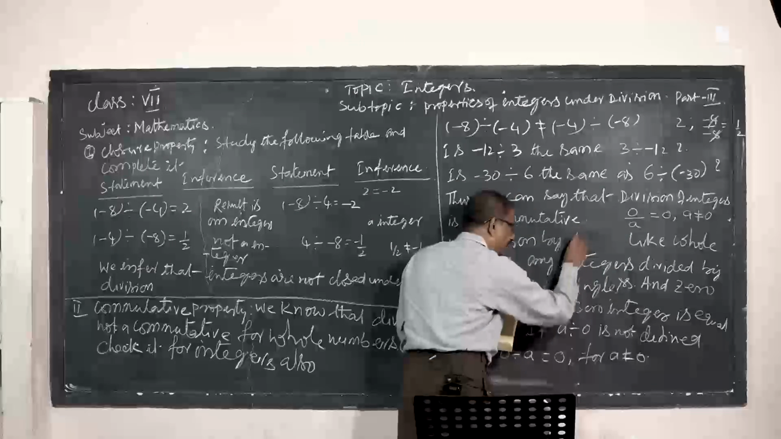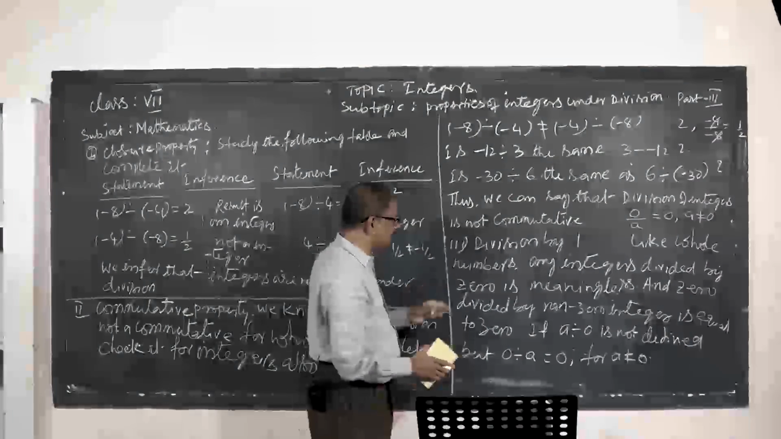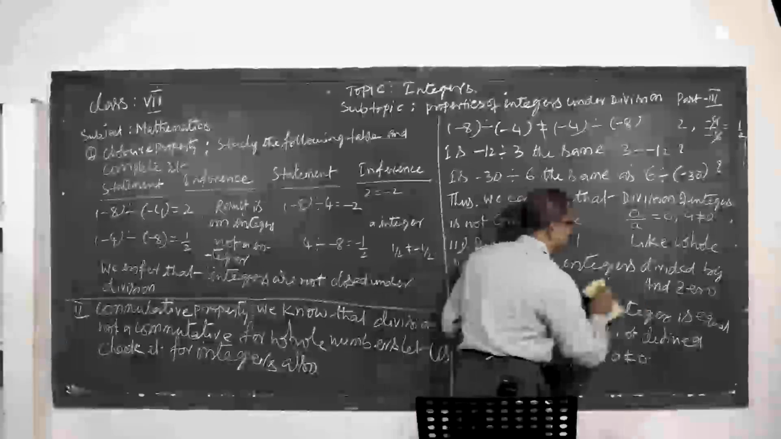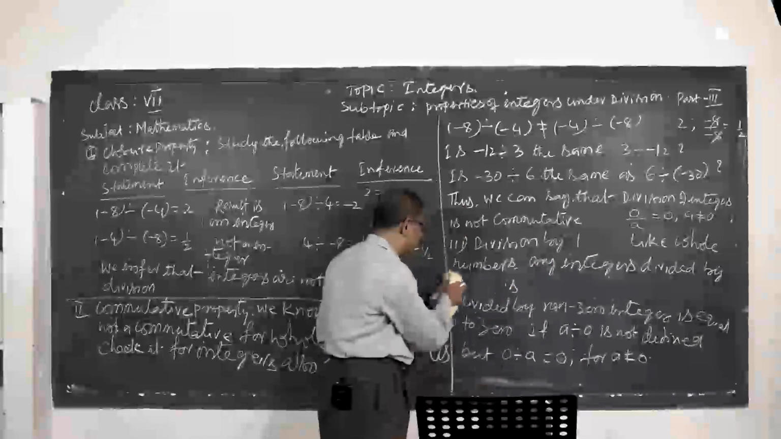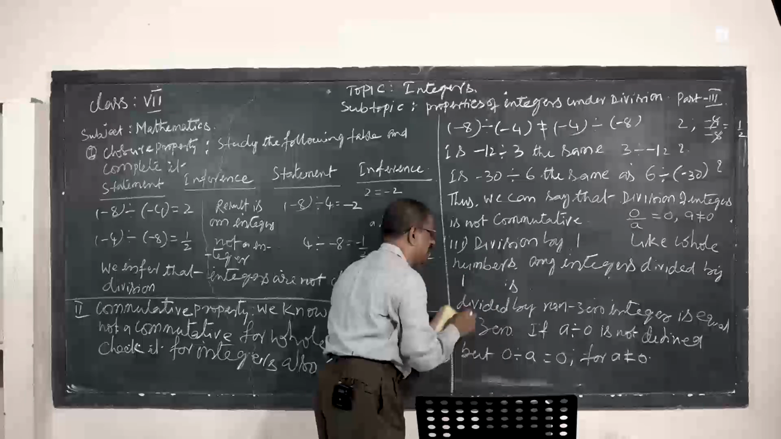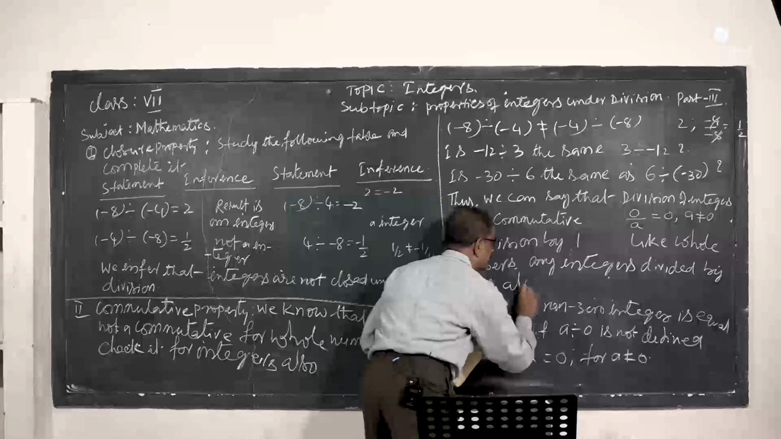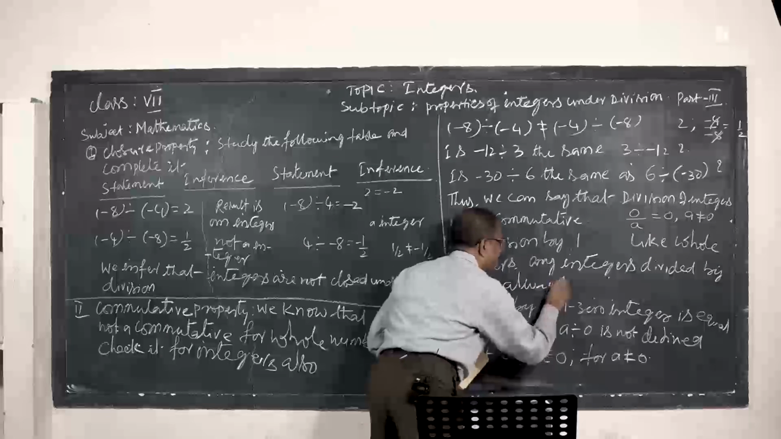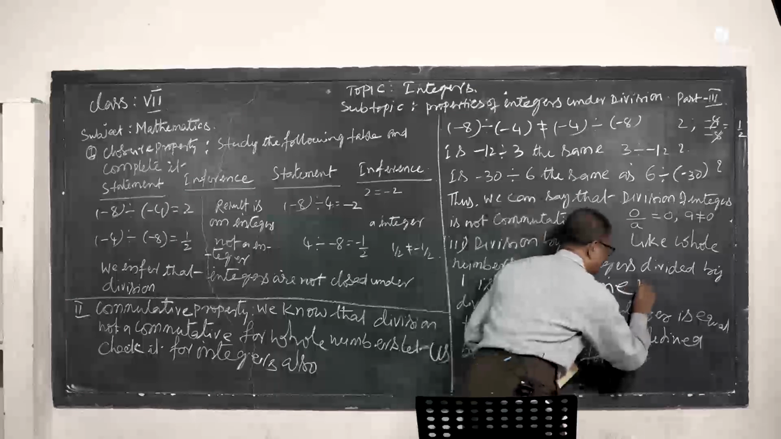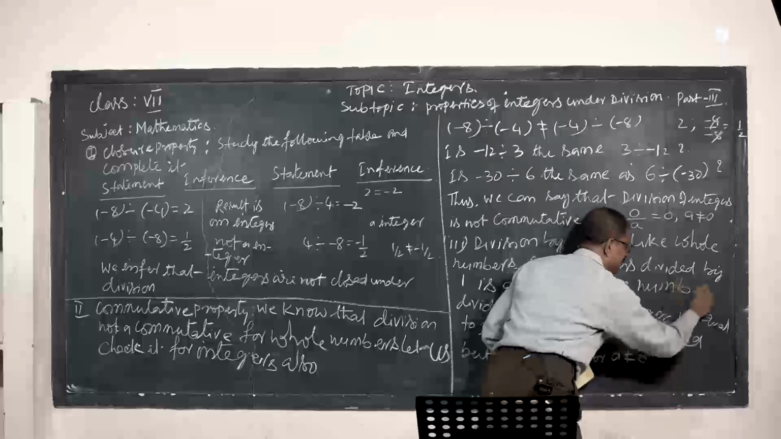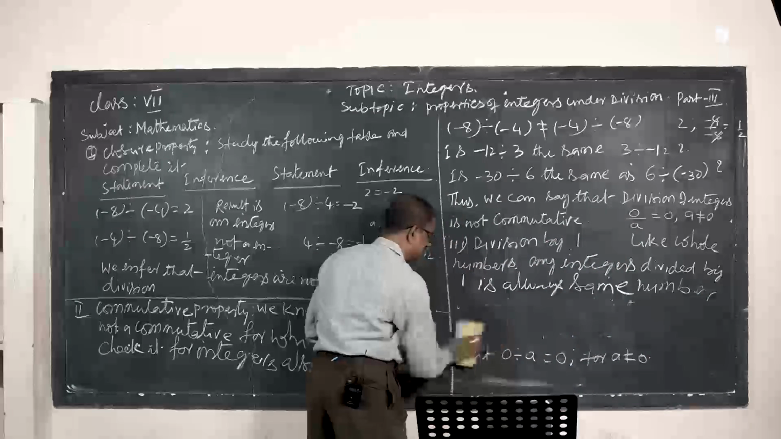Division by 1 is different from division by 0. We will get the same number. If we divide any integer by 1, what will we get? It is always the same number. I'll give some examples for this. Any integer divided by 1 gives the same number.